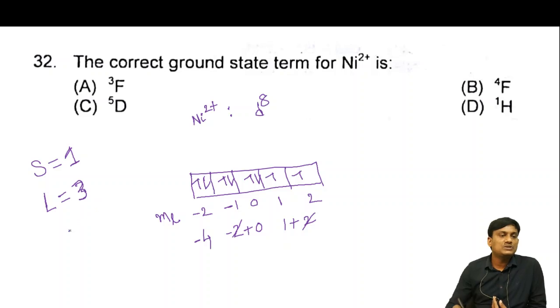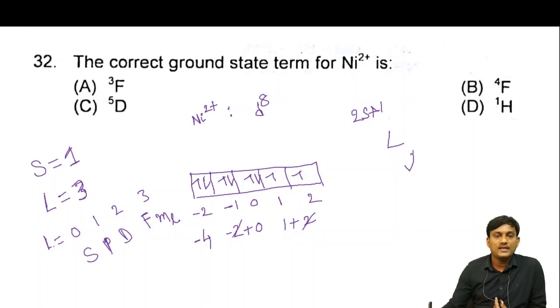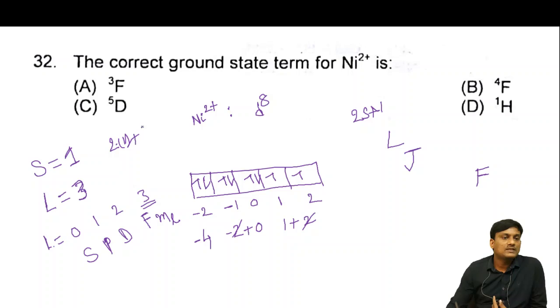When L is equal to 0, 1, 2, 3, the symbols are S, P, D, F; these are the term symbols. The term symbol has L, and spin multiplicity 2S plus 1. What is the symbol for L equal to 3? It will be F. S is equal to 1, so spin multiplicity is 2 into 1 plus 1, which is 3.